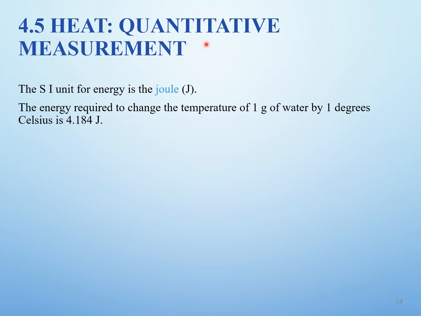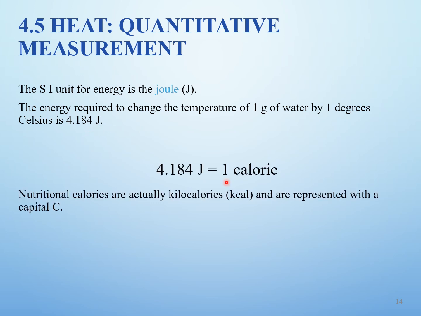So we want to measure heat as a form of energy exchange, because a lot of times in energy conversion, we release a lot of it as heat. We use the unit joules to describe energy. The energy to change the temperature of 1 gram of water by 1 degree Celsius is 4.184 joules, and that is actually 1 calorie. The calories that we see on our food labels are actually kilocalories, kcal, represented with a capital C. The one you're looking at on the label is 1 kilocalorie, which is 1,000 times this.